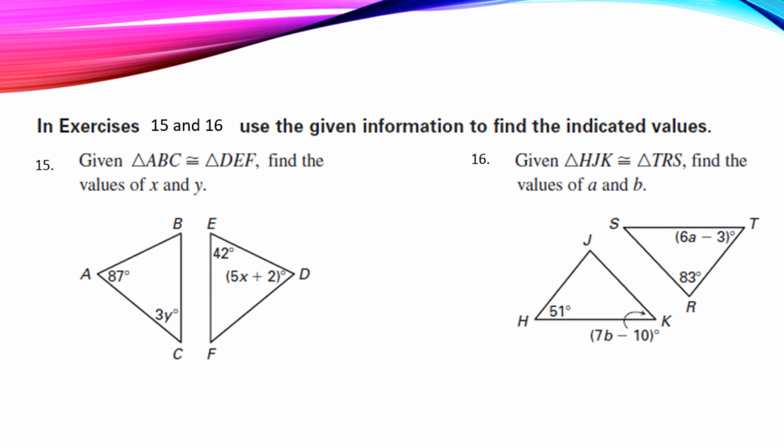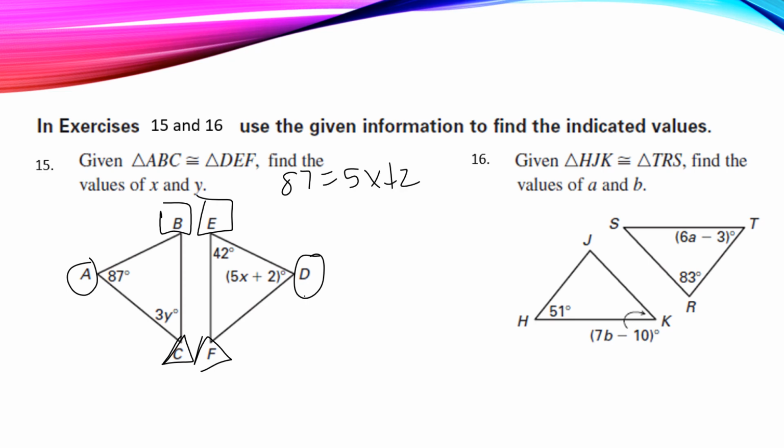Given triangle ABC is congruent to DEF. So A is congruent to D, B is congruent to E, C is congruent to F, okay? So find the values of x and y. You can do this by congruent sides, congruent angles, that kind of stuff. So we know that D and A are the same exact thing. So I'm going to find that first. 87 equals 5x plus 2. They're congruent. We can set them equal to each other. So then we'd have 85 equals 5x. So x would equal 17.